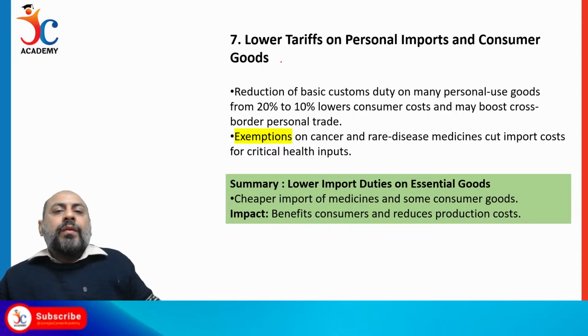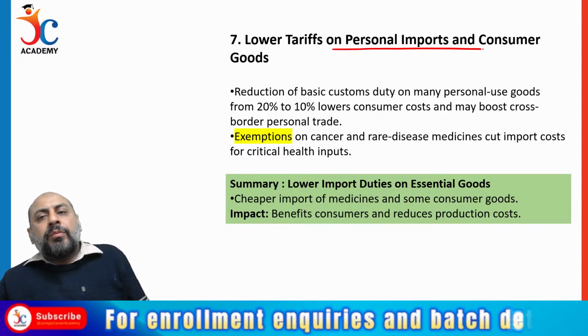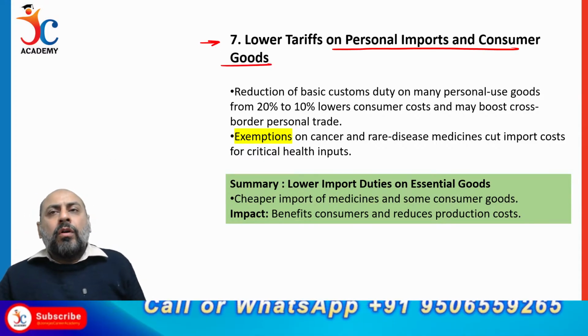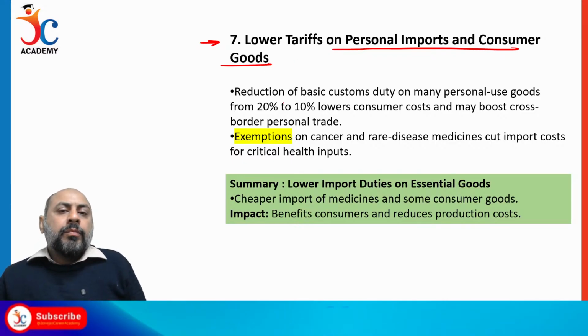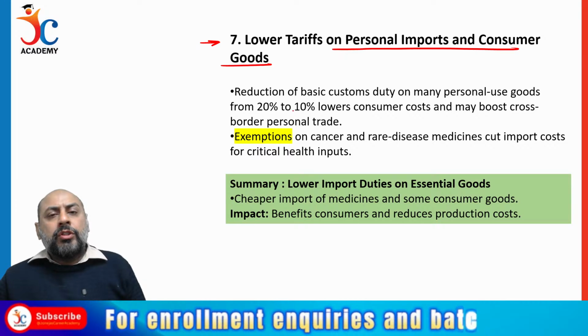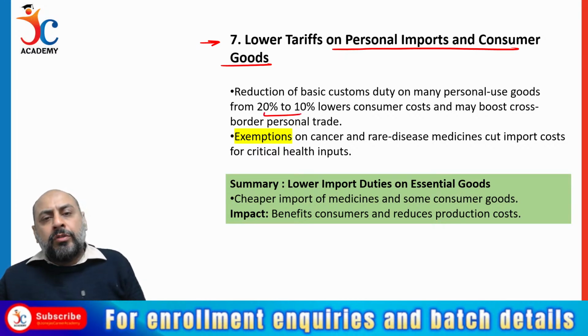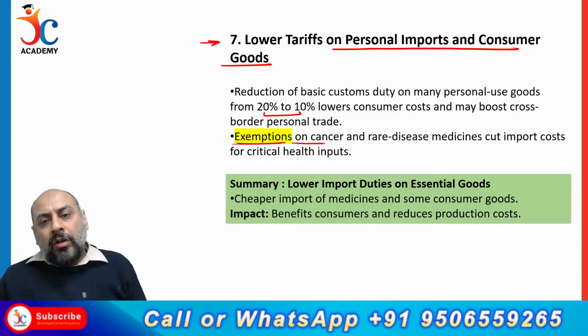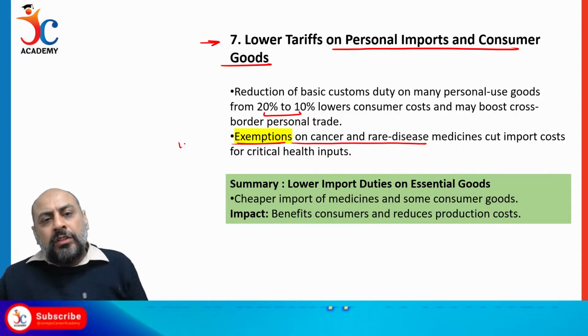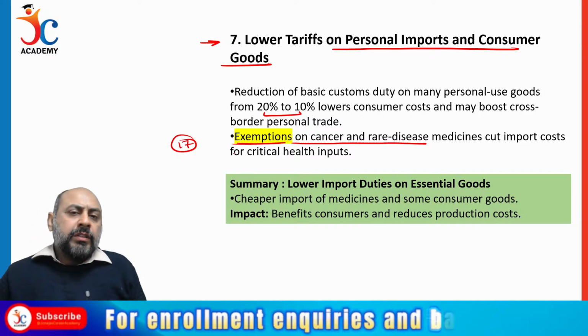The seventh point was lowering tariffs on personal imports and consumer goods. This might not directly impact overall foreign trade, but it will surely help in importing things. The duty has been slashed from 20% to 10%, and you are basically giving an exemption on cancer and rare diseases. Some 17 odd medicines have been exempted.